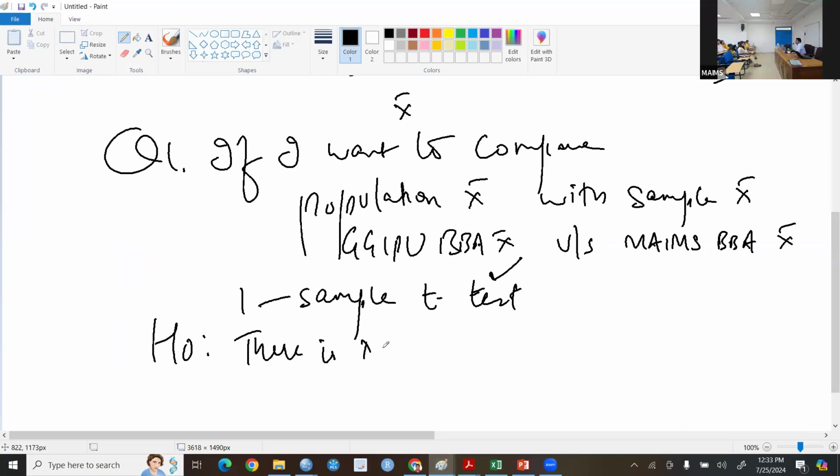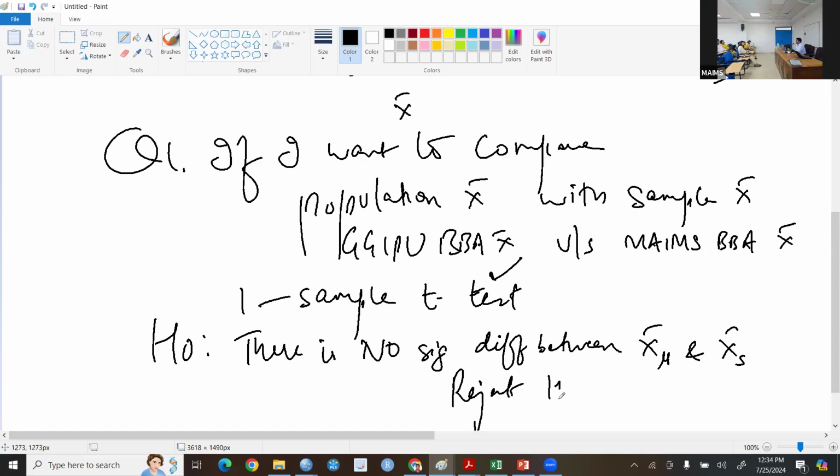There is no significant difference between the mean of the population and the mean of the sample. The IP University mean and ours show no difference, it is the same. And the p-value is explaining it is less than 5%. Therefore, we have rejected the null hypothesis, and we will say that there is a difference between the students of MAIMS and IP University. And from the output, we can check whether our students are better or university students are better.